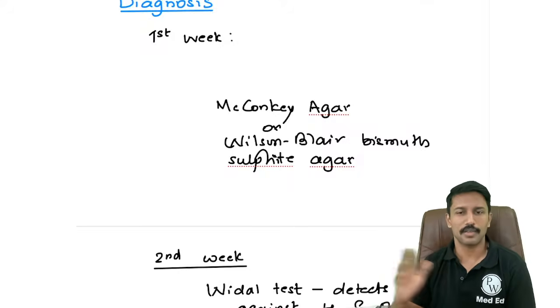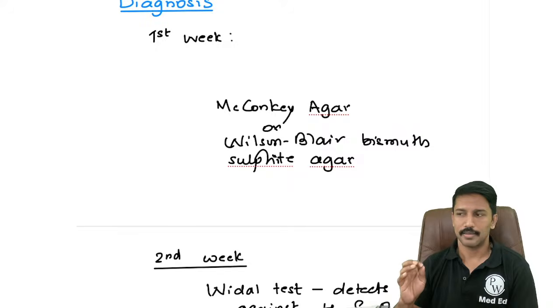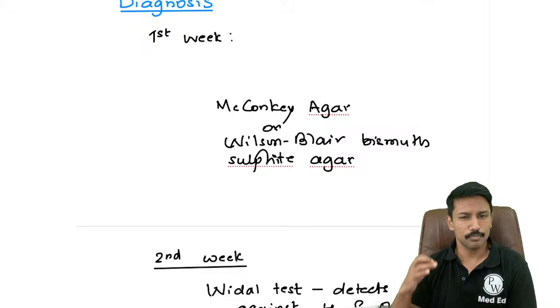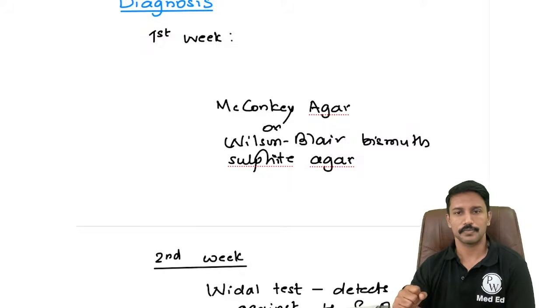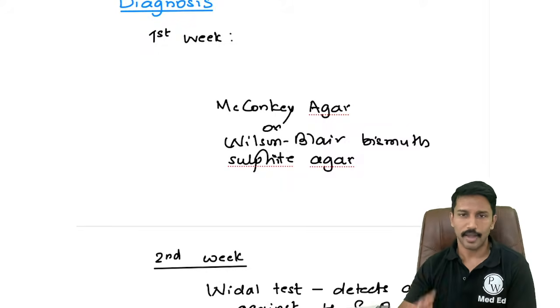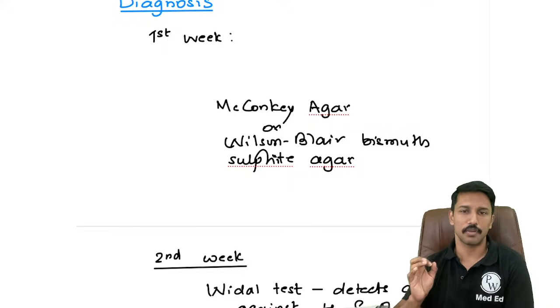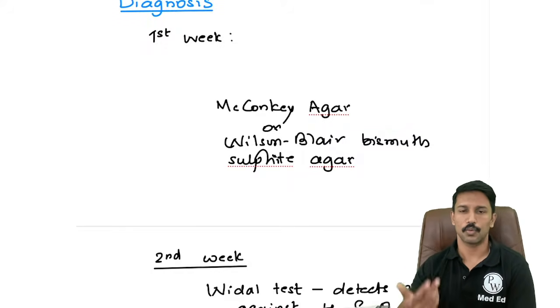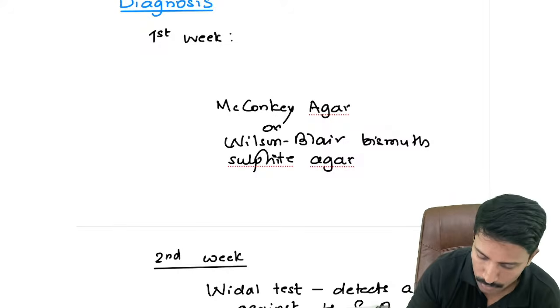Start giving antibiotics left, right, center. And I would count that Widal test is the most abused investigation, especially by quacks and the non-modern medicine doctors. But Widal test is not the investigation of choice for enteric fever. It will not detect enteric fever in the first week, right? So what is the investigation of choice for the first week?